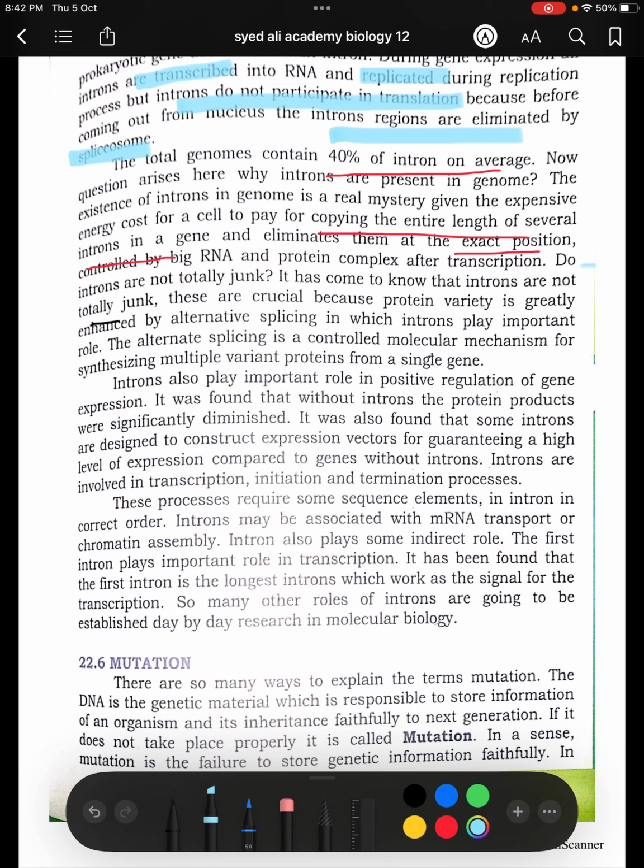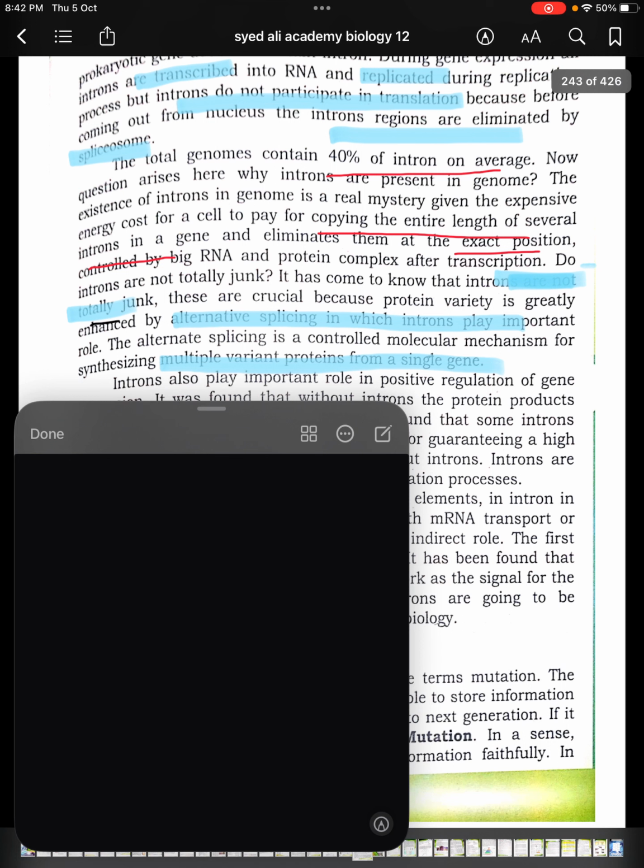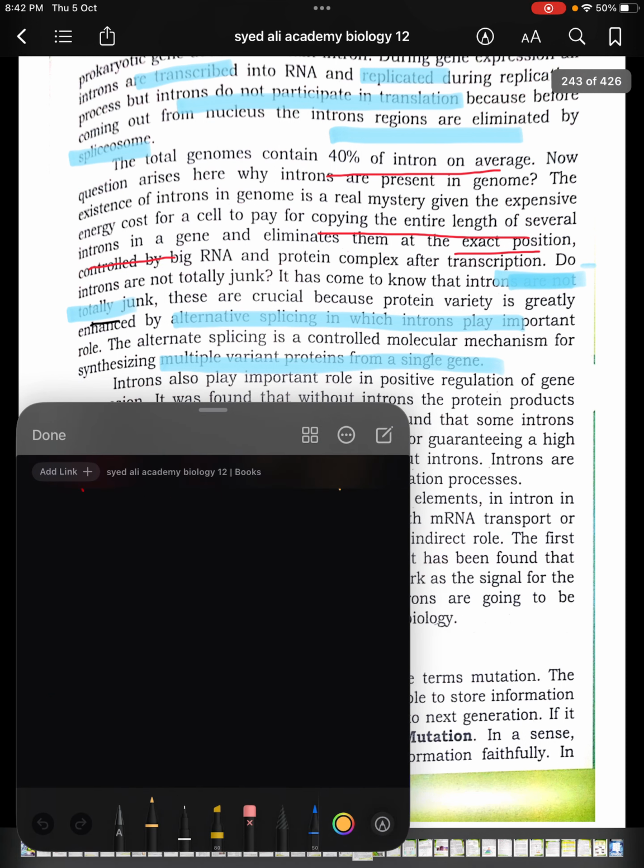These introns are not totally junk. They are crucial because protein variety is greatly enhanced by alternative splicing, in which introns play an important role. Alternative splicing is a controlled molecular mechanism for synthesizing multiple variant proteins from a single gene. What does that mean? Basically, these introns play a very important role in alternative splicing.